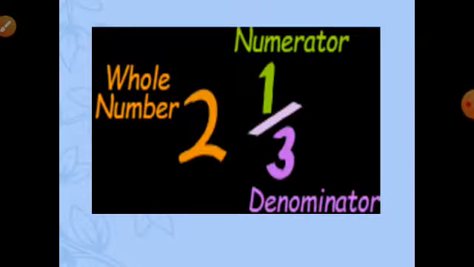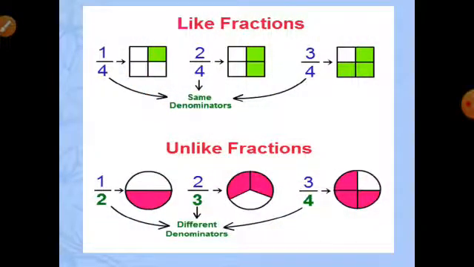2 wholes, 1/3. Okay, now see, there are other types of fractions, in case a combination of fractions is given to you, so that you know what type of fractions you are going to deal with. Like fractions. What are the like fractions? Like fractions are those which have the same denominators. Like you have an example on the screen, 1/4, 2/4 and 3/4.